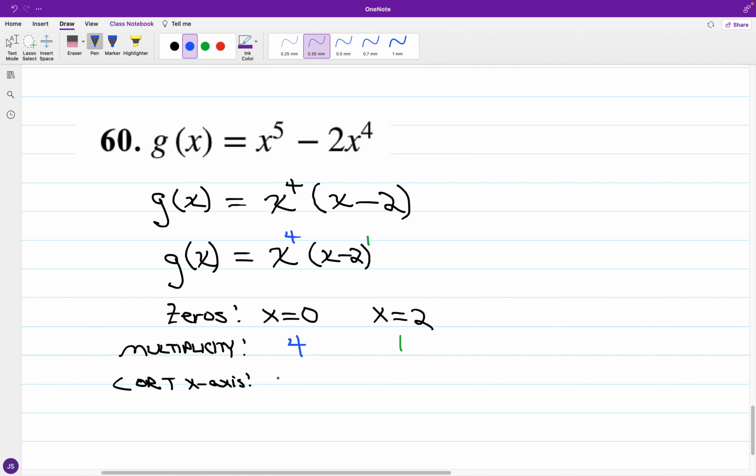And so for even multiplicity, zeros of even multiplicity will be locations where the graph will touch the x-axis. Here we have touching at x is equal to 0. And again, for zeros of odd multiplicity, you have crossing, so crossing at x is equal to 2. And we can go ahead and arrive at the end behavior.